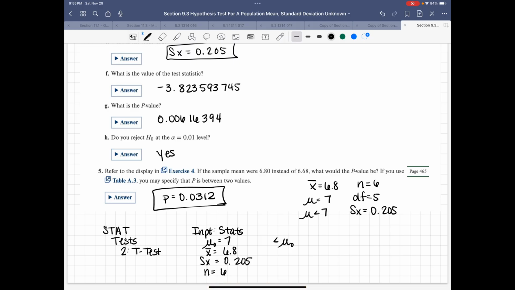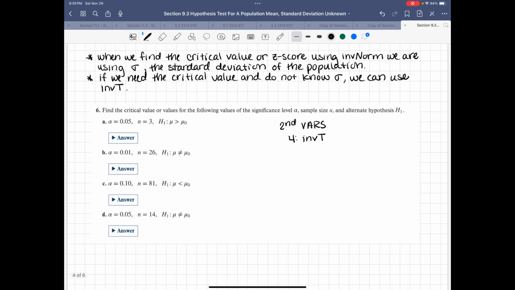Okay. When we find the critical value, or z-score, using inverse norm, we are using sigma, the standard deviation of the population. If we need the critical value and do not know sigma, we can use inverse t. Okay? So that's a way of, the inverse t is a way of finding the z-score, given the sample standard deviation. Okay?